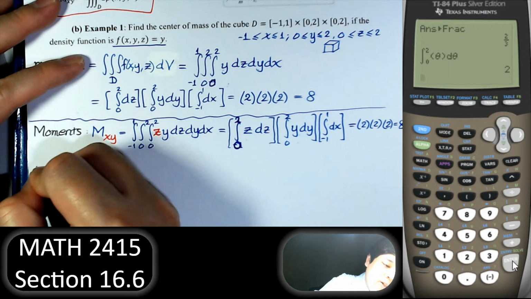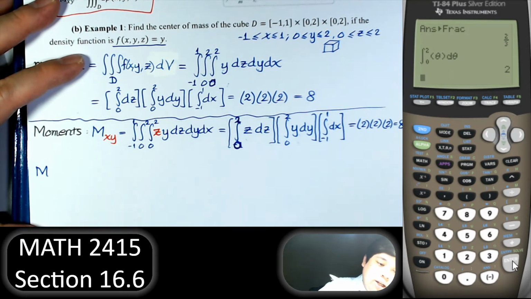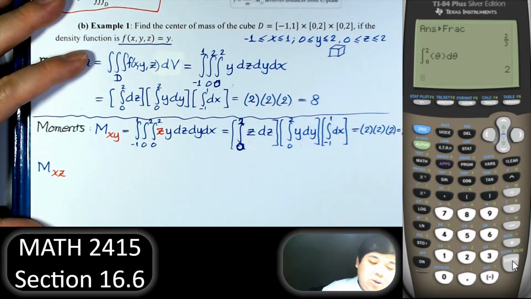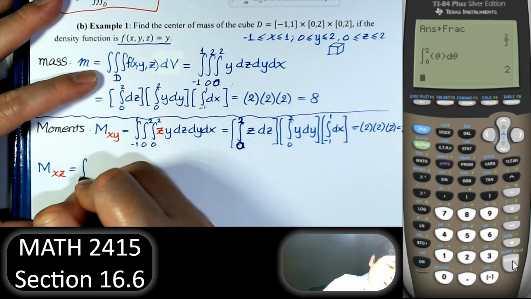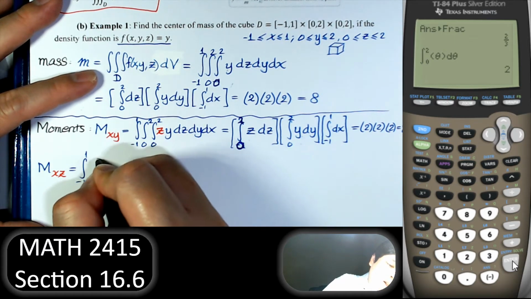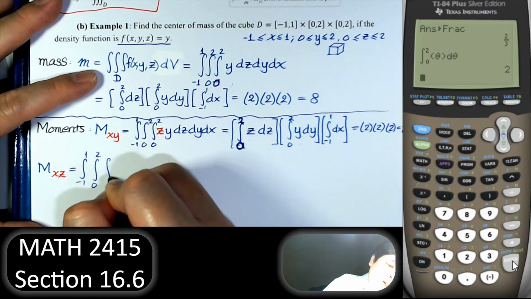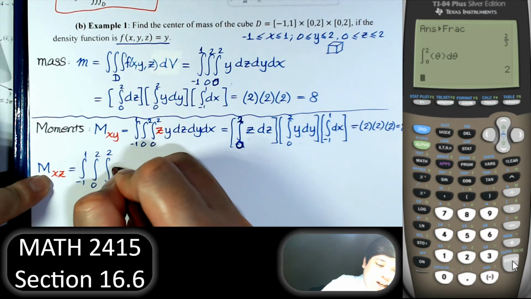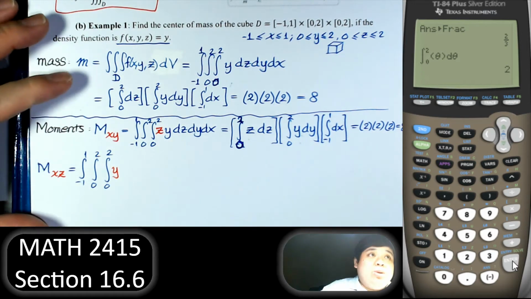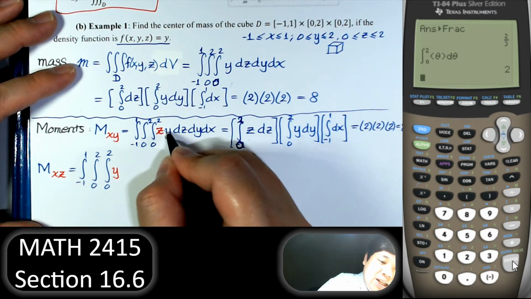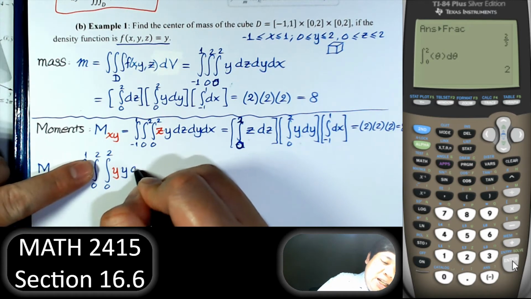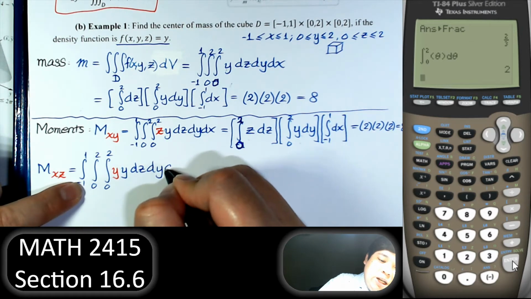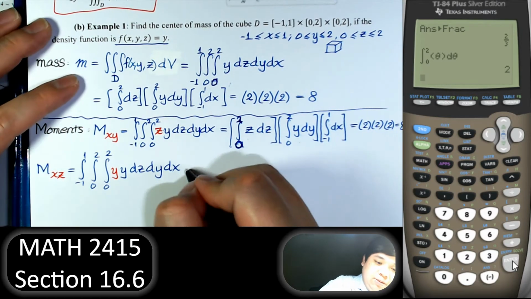Now the moment about the xz plane, meaning we want to stick a y into this. We have -1 to 1, 0 to 2, and 0 to 2. With respect to the xz plane, the distance to that is the y values. And the density function is y, and then dz, z goes from 0 to 2, dy, y goes from 0 to 2, and x goes from -1 to 1.